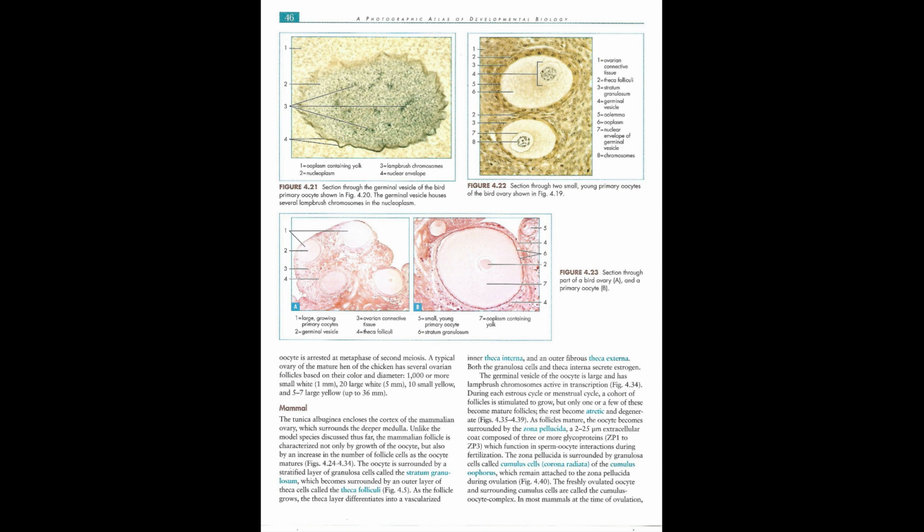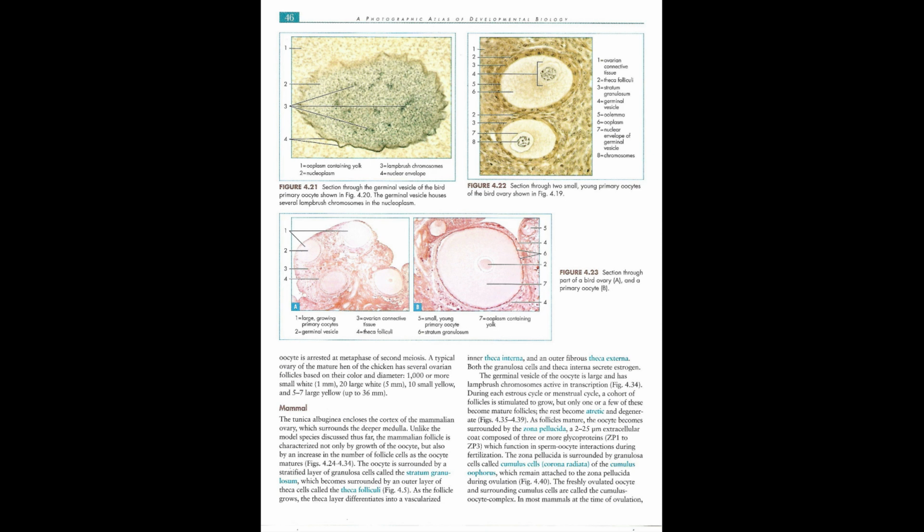Mammal. The tunica albuginea encloses the cortex of the mammalian ovary, which surrounds the deeper medulla. Unlike the model species discussed thus far, the mammalian follicle is characterized not only by growth of the oocyte, but also by an increase in the number of follicle cells as the oocyte matures, Figs 4.24 to 4.34. The oocyte is surrounded by a stratified layer of granulosa cells called the stratum granulosum, which becomes surrounded by an outer layer of theca cells called the theca folliculi, Fig 4.5.